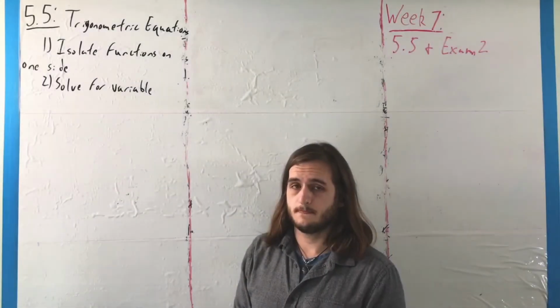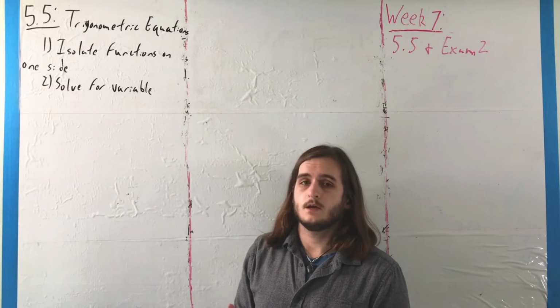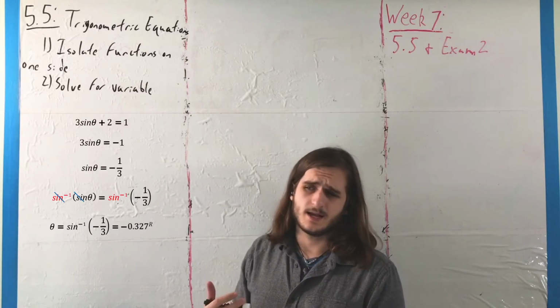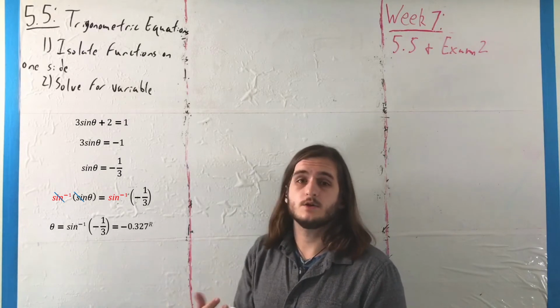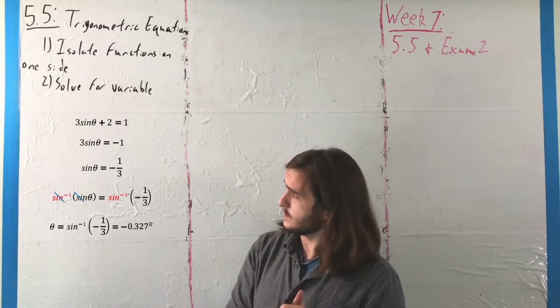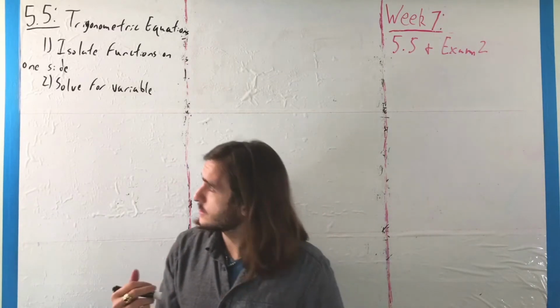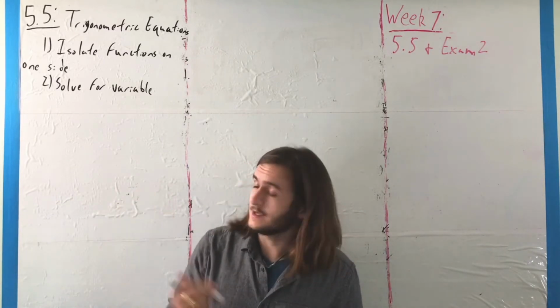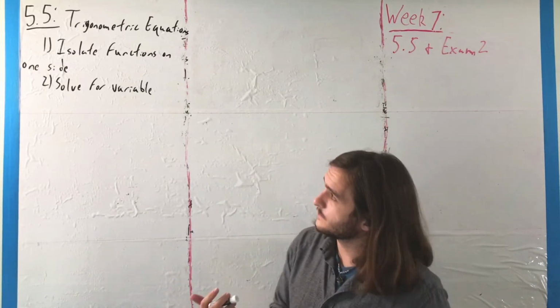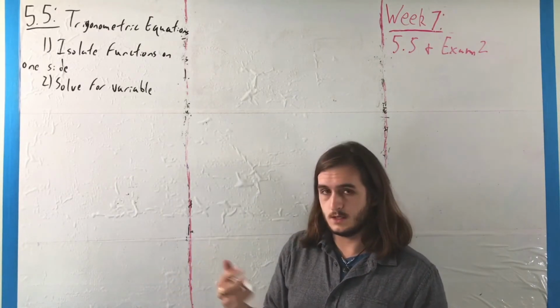So for this section, what we're aiming to do is take an equation of some form. We've got something like sine of x equals a value, and find the value for x that satisfies the equation as given. Essentially our goal, in two steps, is to isolate our functions on one side and then solve for whatever variables we need to get them.